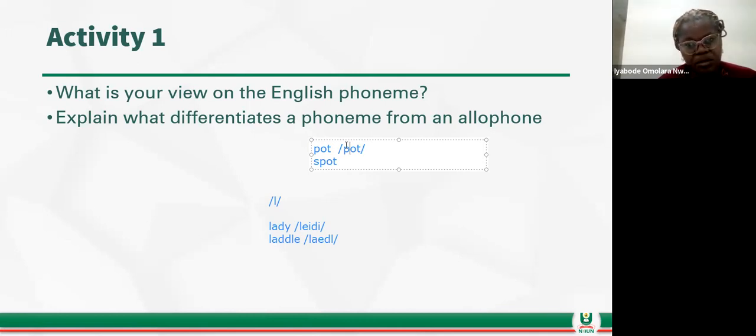Let me see if I can draw here. I don't seem to be able to. But the point is that when you look at this sound, I don't seem to have the sign that I can use to change the position. Okay, let me see if you agree to draw.